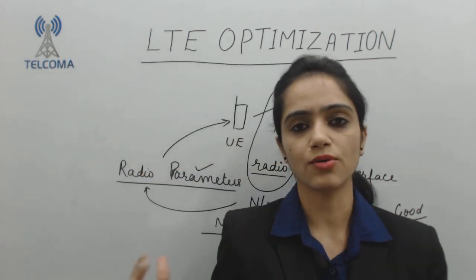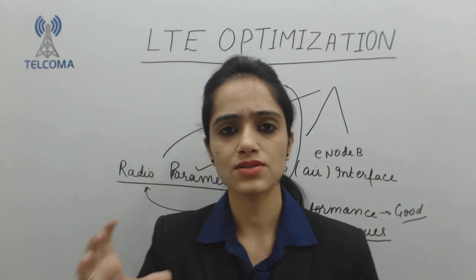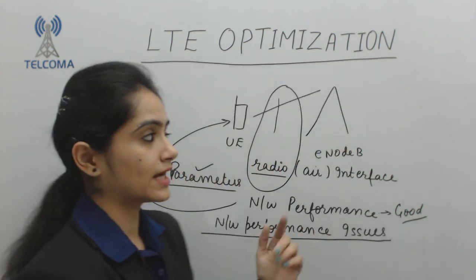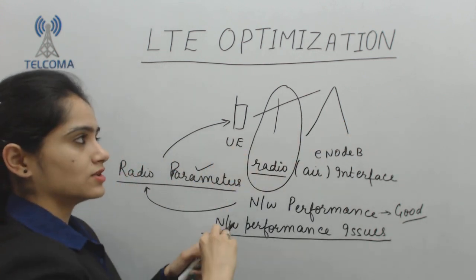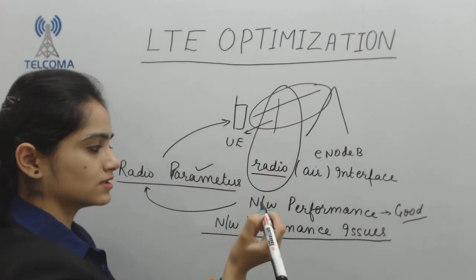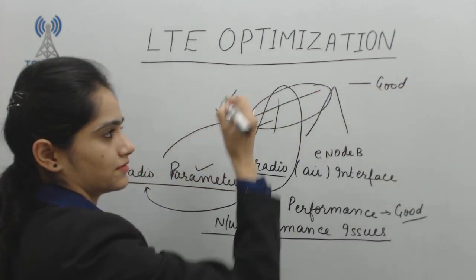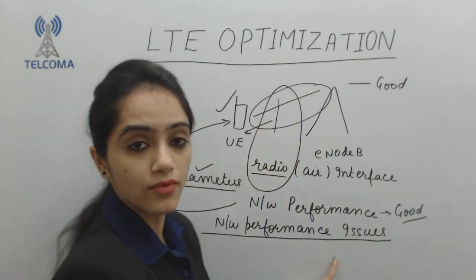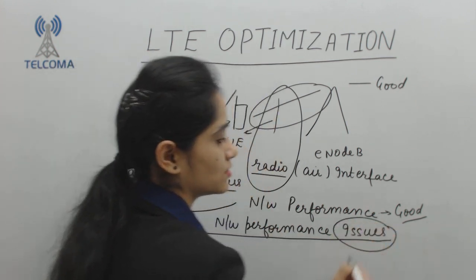Now radio parameters. We have various radio parameters, like one is RSRP, reference signal received power. This is a parameter which is there in order to get power from the network. So we are getting power from the network. The network is eNode B and the user equipment. So the RSRP value is what we are getting from the network. If the RSRP value is good, I will have good coverage. If the RSRP value is not good, that means I have poor network performance, that I am facing some issue related to performance.